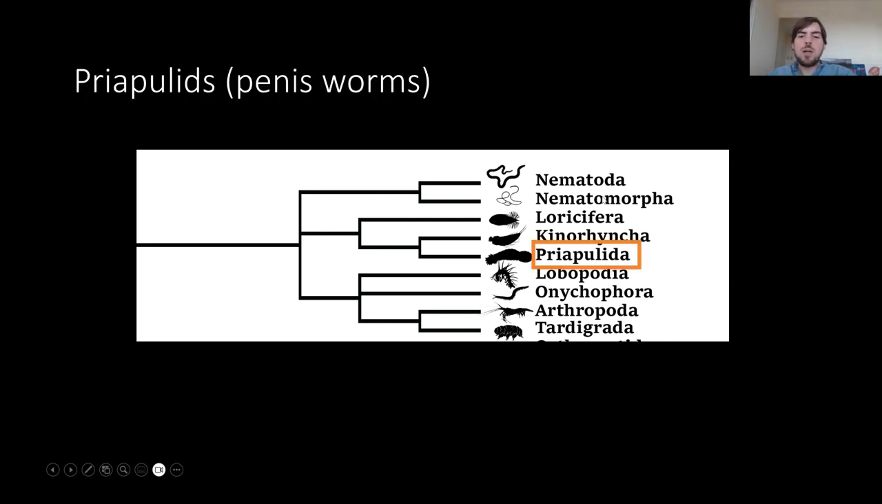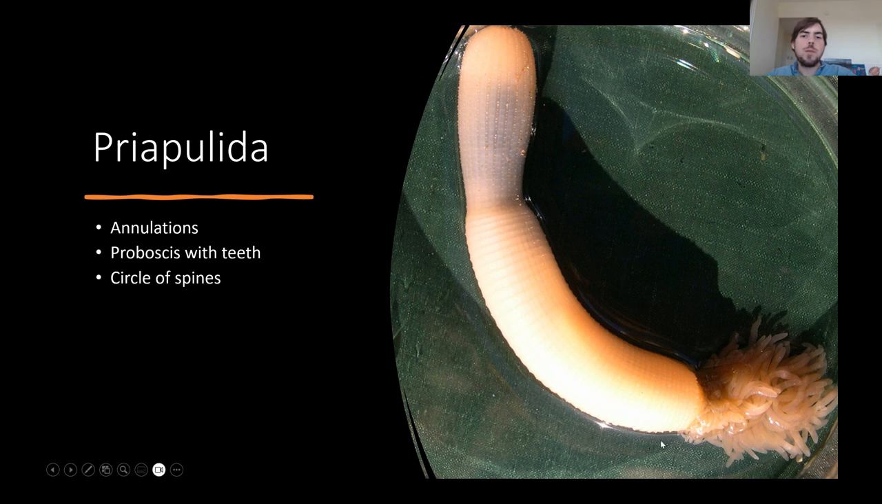But now let's first tackle priapulids. So this is the first group here in the tree that has a fossil record at the Burgess Shale. Today, priapulids, also called penis worms, inhabit our oceans. They are mostly benthic creatures, and you can see that their body looks like this. So many of the external features that can be used to recognize a priapulid nowadays can also be used to recognize them in the fossil record.